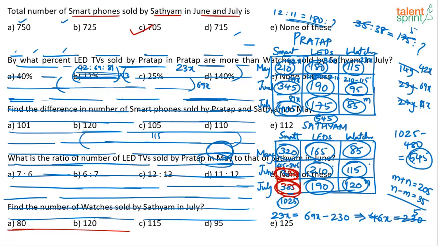705. By what percent are LED TVs sold by Pratap more than watches sold by Satyam? I think there's something wrong with the question here. I'm sorry. By what percent are LED TVs sold by Pratap in a month, let's say in May, for example, more than watches sold by Satyam in July? Now this is like X is what percentage more than Y. How do you do X is what percentage more than Y? X minus Y by Y into 100.